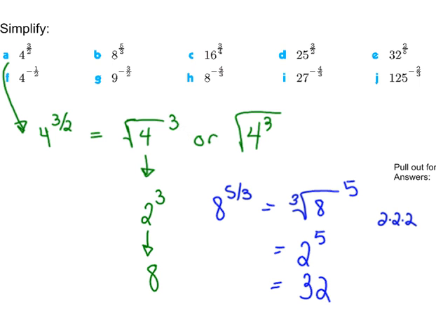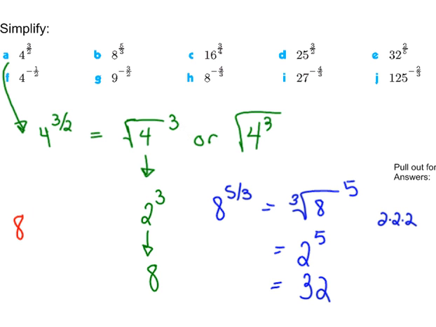Let's do one of these negative ones. So we've got letter H. We've got 8 to the negative 4 over 3. Again, it does not matter the order. You could do 8 to the power of 4 and then cube root it, or you can do the cube root of 8 to the power of 4, which is nicer because then we're not dealing with such big numbers. So the cube root of 8 is 2. Oops, and there's a negative. My mistake. Okay, let's deal with the negative first.